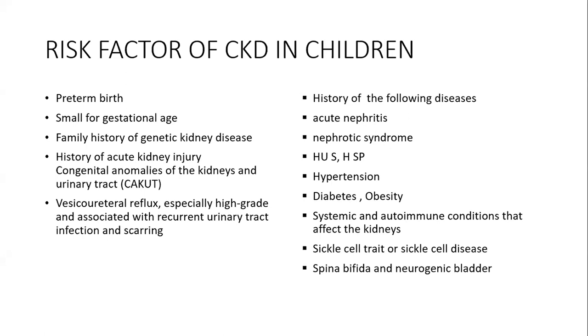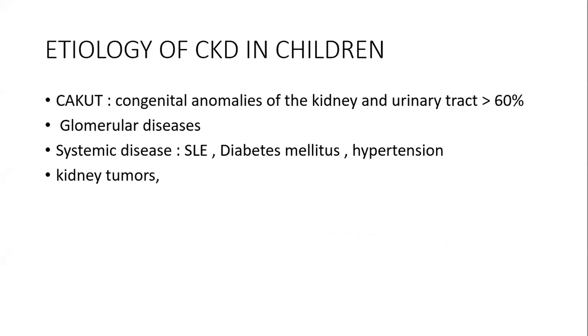So some systemic diseases like Henoch-Schönlein purpura, hemolytic uremic syndrome, children with hypertension, diabetes, obesity, systemic and autoimmune diseases like rheumatoid arthritis, sickle cell anemia, sickle cell trait, and also children who have spina bifida or neurogenic bladder, those are other risk factors. Also children with Prune Belly syndrome have a high risk of developing chronic kidney disease.